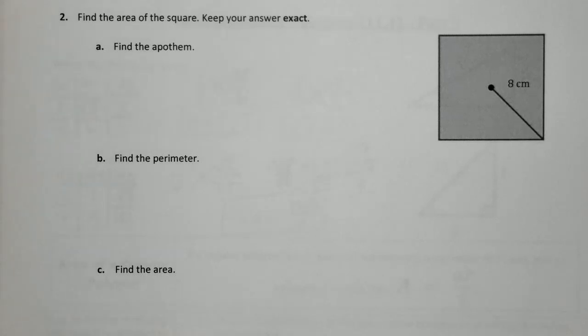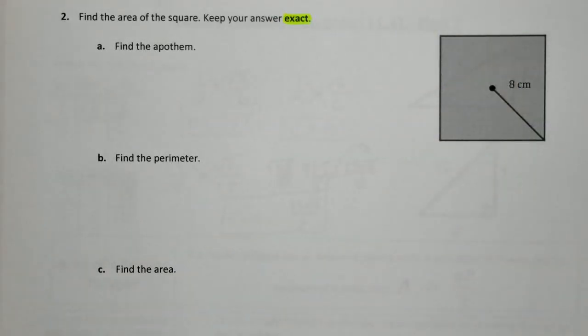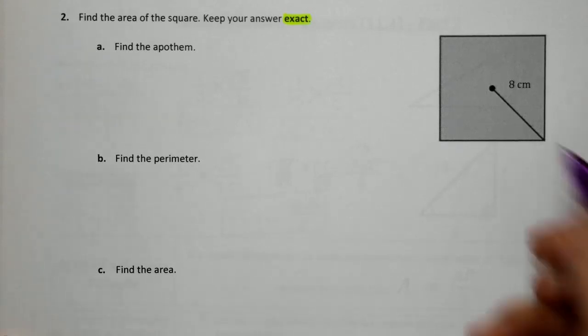All right, we have 2 more. We're going to find the area of the square, and we're going to keep the area exact. That's another way of saying simplest radical form. Like whenever we deal with pi, when we want exact, we don't plug pi into the calculator. Same thing here. We're going to have that square root at the end of our answer. So first things first, let's find the apothem.